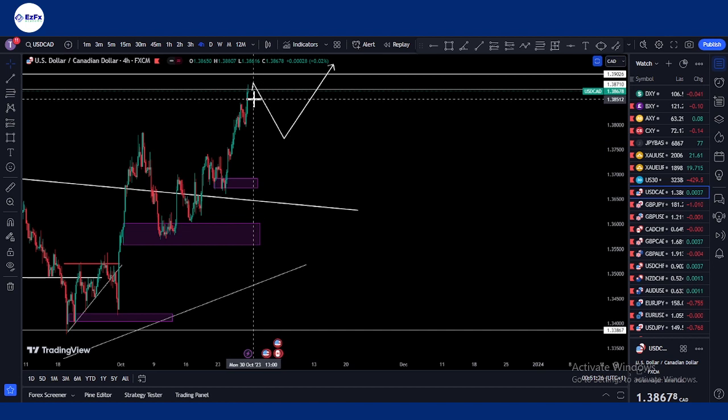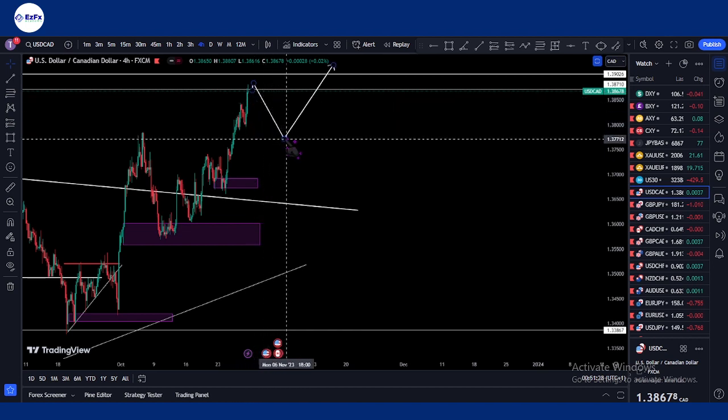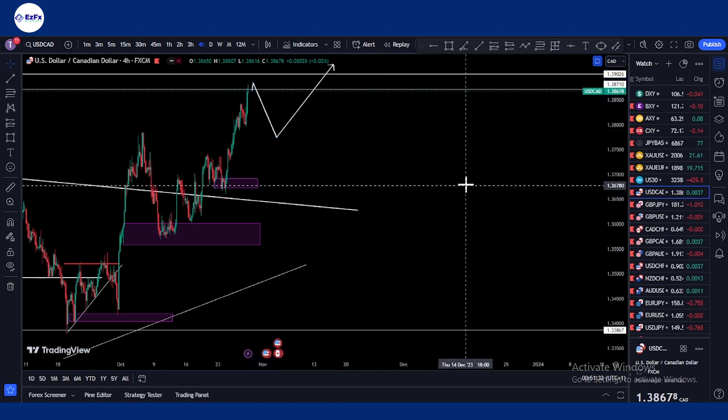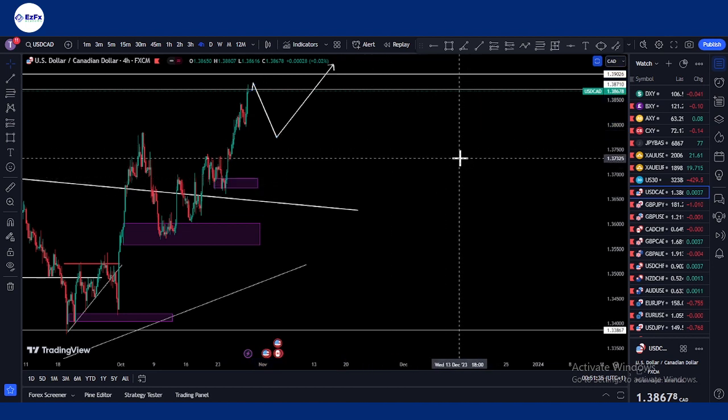However, I want to see a short retracement towards the downside before we continue with this bullish run. So my bias on USD CAD would be for a sell to buy. I hope that is clear.